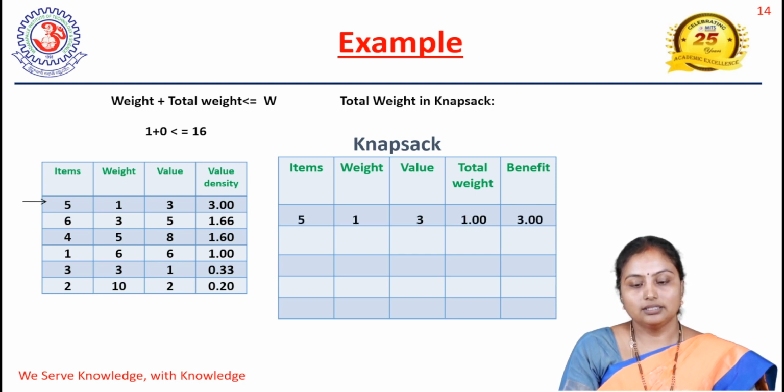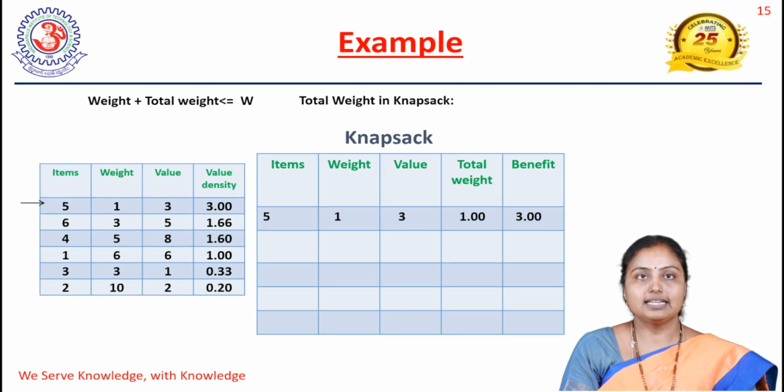So here you can observe the knapsack contains item 5 with weight 1, value 3. The total weight is 1 because in the knapsack bag the only item is 5. Item 5 has weight 1 and value 3. So total weight is 1 and the benefit is 3. Next we have to enter the second item, which is next in the order, that is 6. Before that we have to check whether the constraint is satisfied or not. Here the constraint is satisfied because the total weight is 1 and it is less than 16.